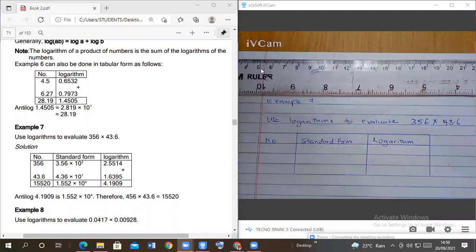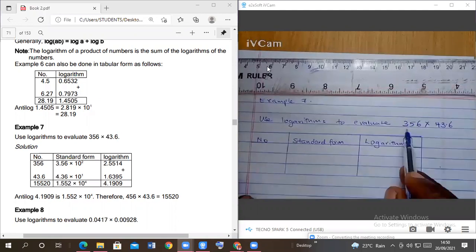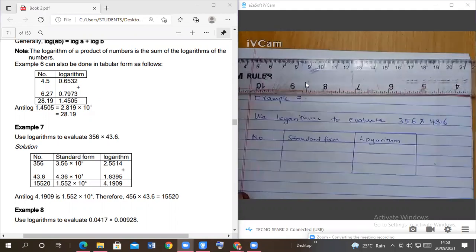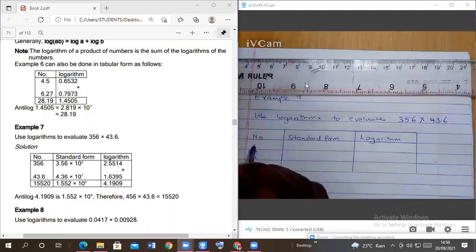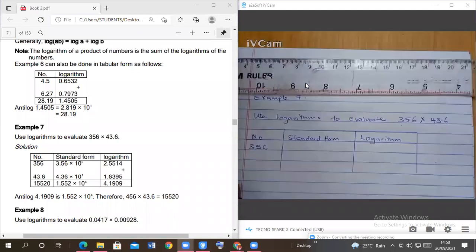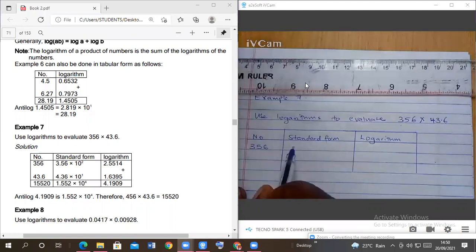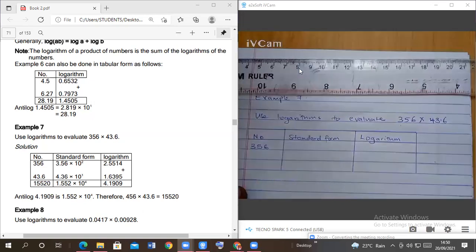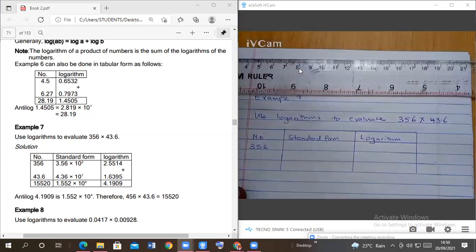So the first thing is that we are going to write 356 where the number is. But remember very well that if you want to find the log of this, you must first standardize the number. You can't find the log of 356 unless you first standardize the number.